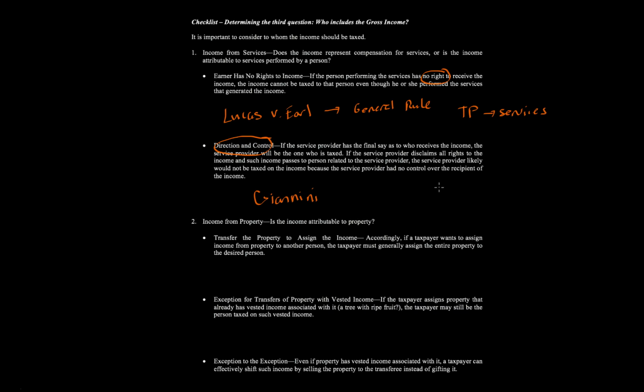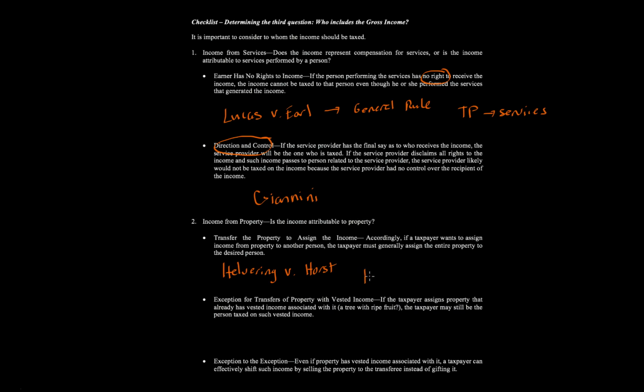Let's now consider income from property. Is the income attributable to property? The main case in this area is Helvering v. Horst, which is a U.S. Supreme Court case that dealt with a coupon bond, where one party owned the bond and gave the right to receive the income off the bond to another party. We call this the fruit of the tree doctrine.